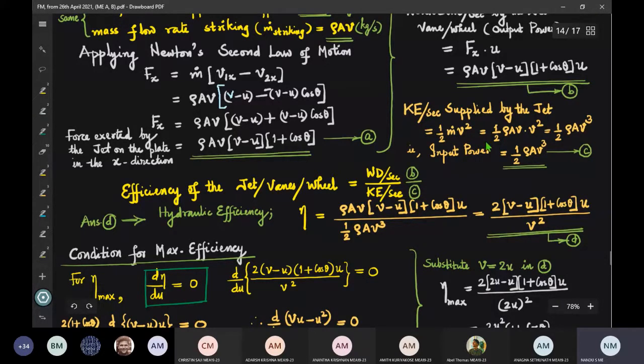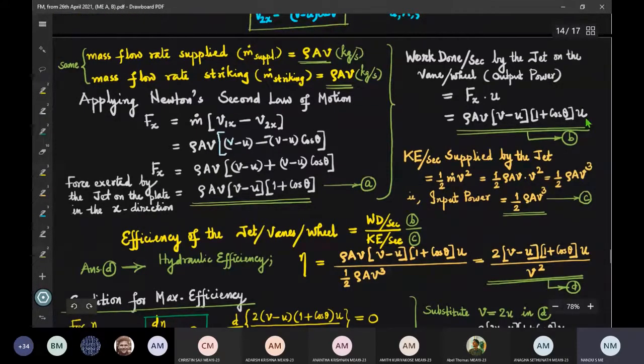So half m dot supplied. So half into rho AV into V squared. So half rho AV cubed, in watts. That is the input power. The work done, in watts, we already obtained: rho AV into (V minus U) into (1 plus cos theta) into U.